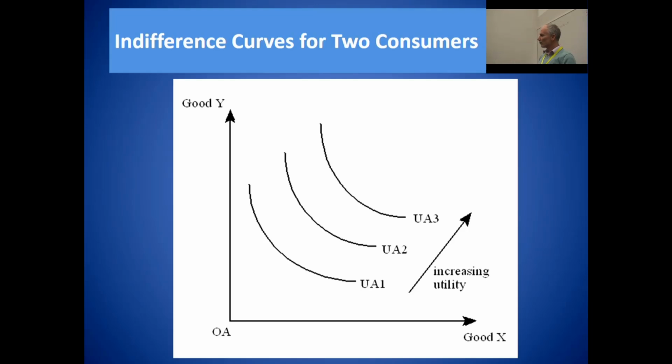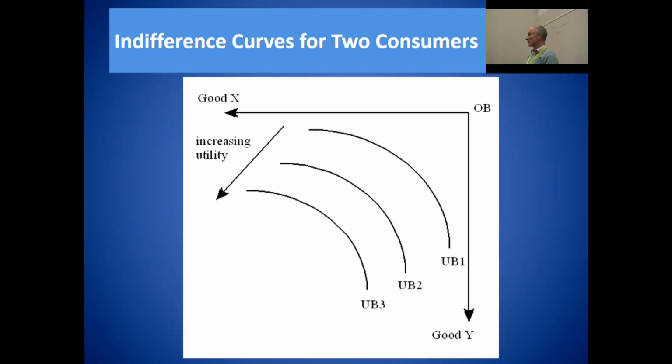Now what I want to do is introduce our second consumer. But I'm going to give you the exact same diagram. Nothing is going to change. Well, actually, one thing is going to change, and that is the way that you look at the diagram. So rather than representing the preferences for person B in a diagram that looks like this, with these axes, I'm going to take that diagram and turn it around 180 degrees. Just completely turn it around.